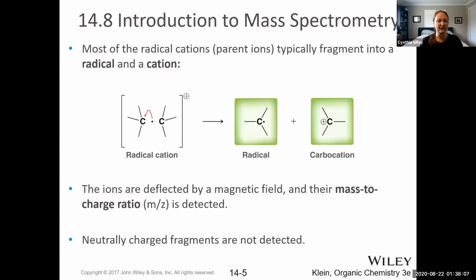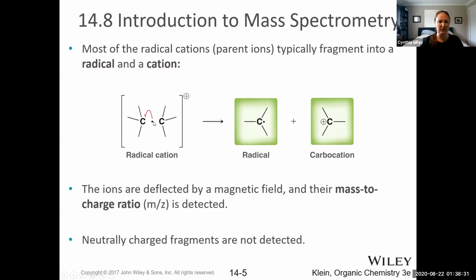Okay, sometimes the parent ion or the molecular ion is so high energy it's not very stable, in which case it can start to fragment or break into pieces. And one such thing that can happen is to break the carbon-carbon bond that only has one electron in it now.